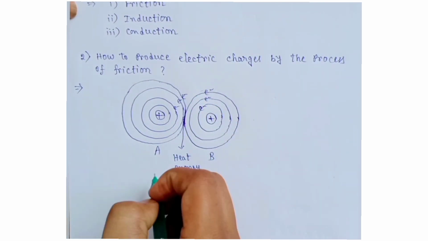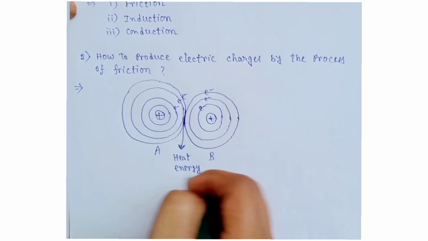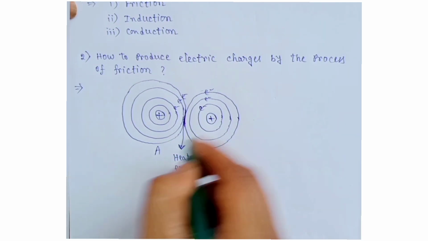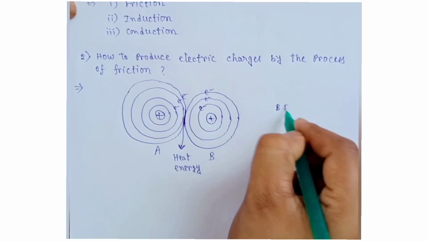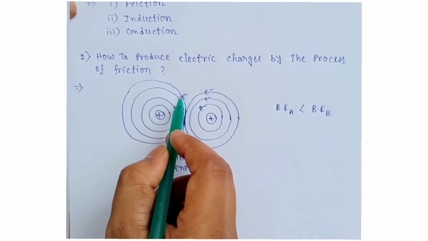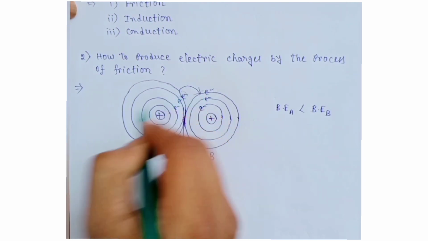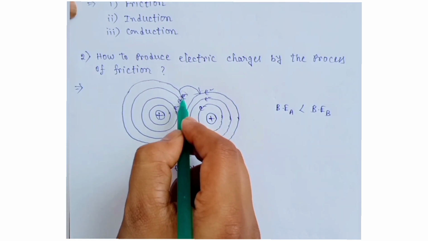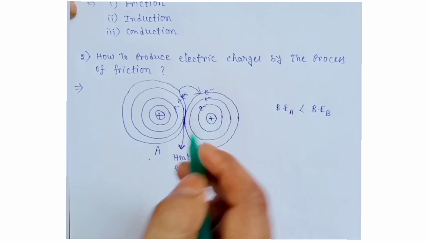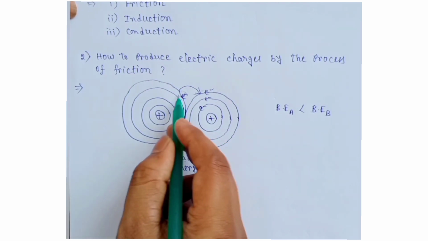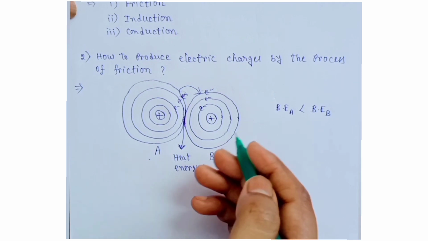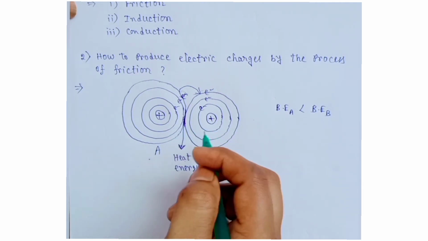Now these two atoms must have different binding energy because these atoms are from different substances. If atom A has less binding energy than atom B, then the outer electron of atom A will jump to atom B by absorbing the heat energy. That means when the electron absorbs the heat energy, it gets excited and jumps from atom A to atom B. So we can see that the number of electrons in atom A is reduced, and the number of electrons in atom B is increased compared to the number of protons in the respective atoms.